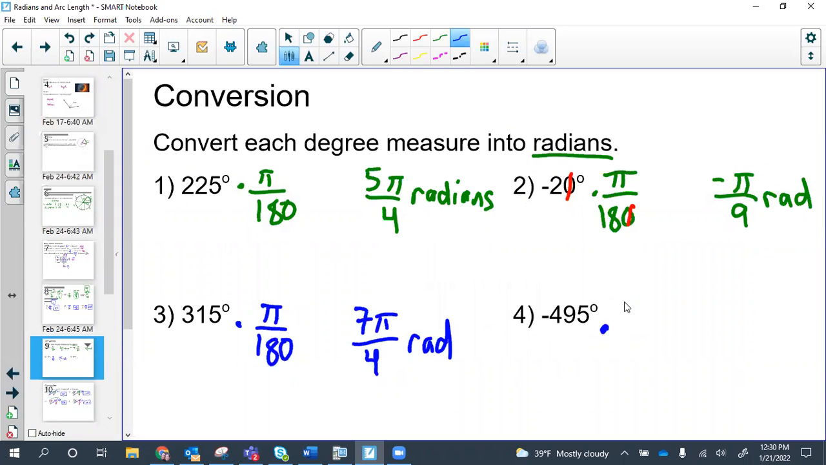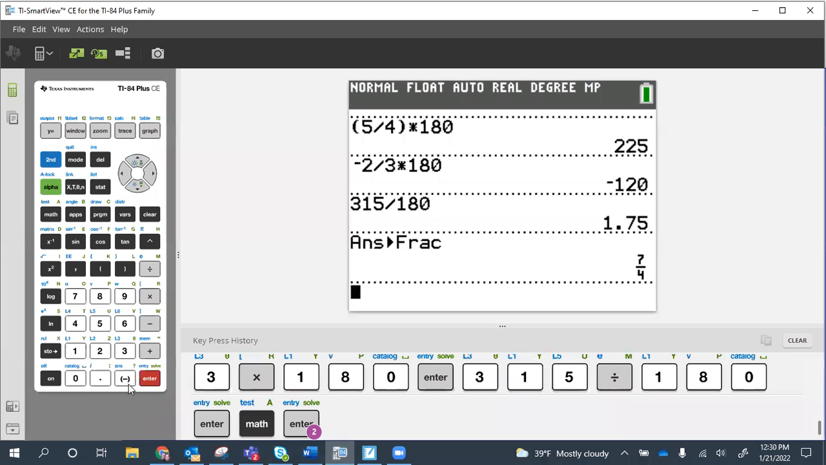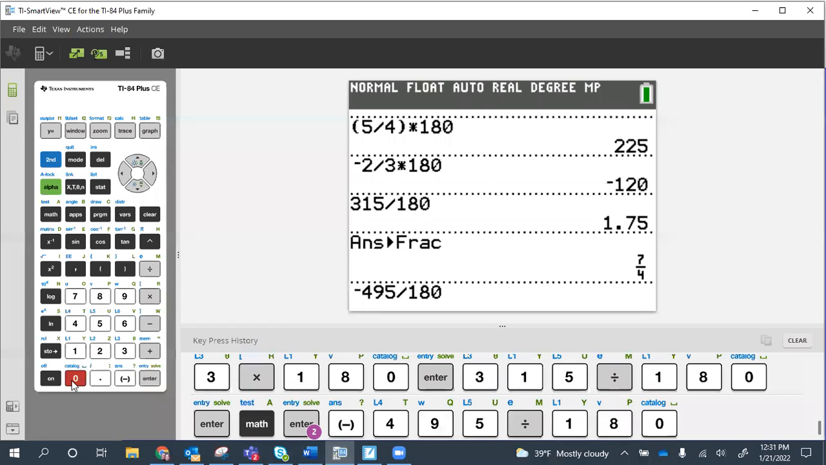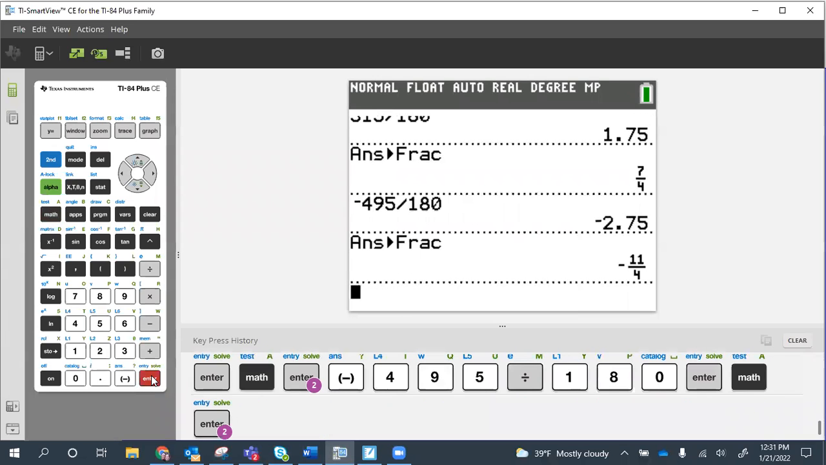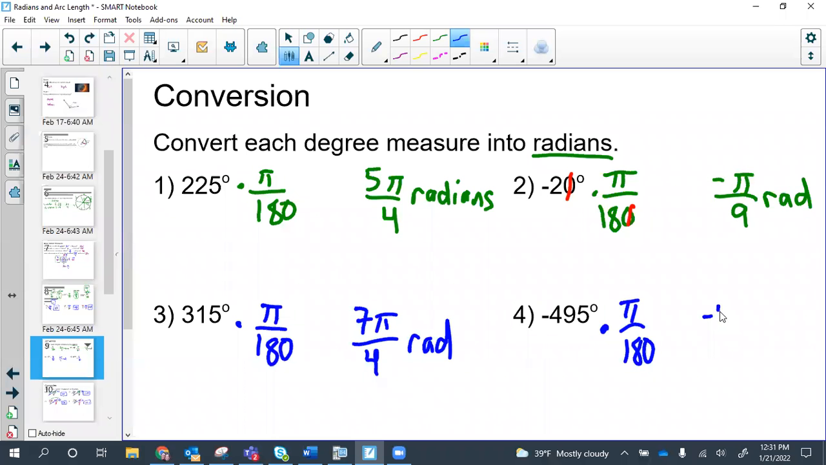Okay, now negative 495, we're going to do the same thing. We're just going to, in our calculator, put in, if you want to put in the negative, you can. If you don't want to, you don't have to. Just remember to include it in the answer. But when I do negative 495 over 180, we get negative 2.75, which is 11 pi fourths. So this is going to be negative 11 pi fourths radians.